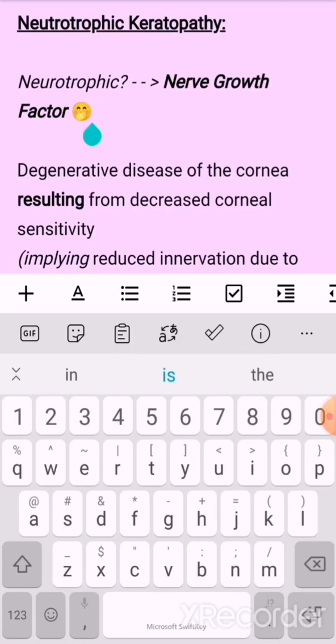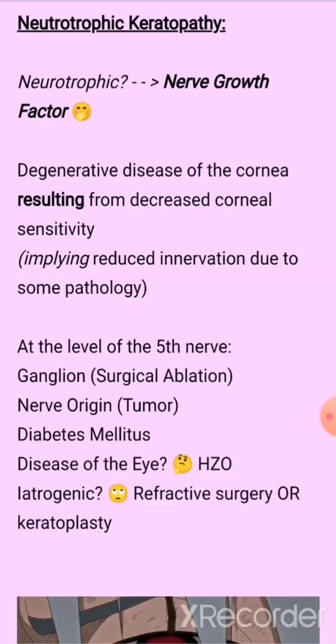And where do the nerve growth factors come from? Obviously, from the name you can tell, they basically come from the nerves. Therefore, central to the pathogenesis of neurotrophic keratopathy is impaired corneal innervation, which will be reflected by a reduced corneal sensitivity. There are many etiologies behind the pathogenesis of neurotrophic keratopathy.